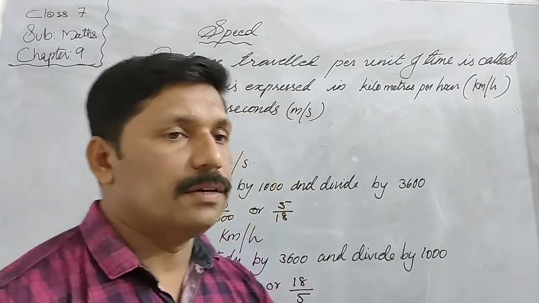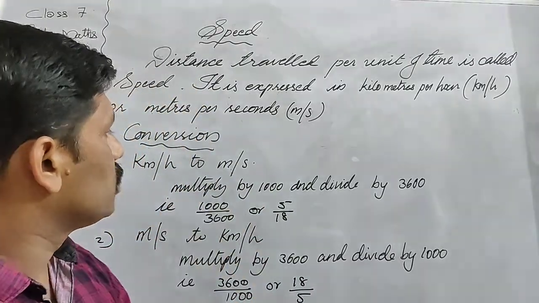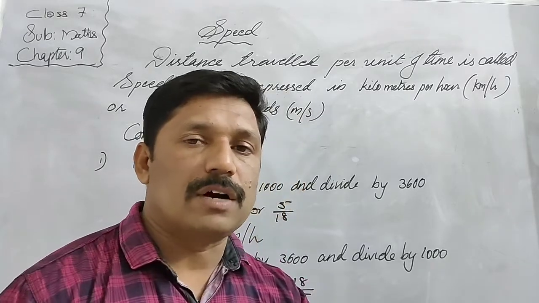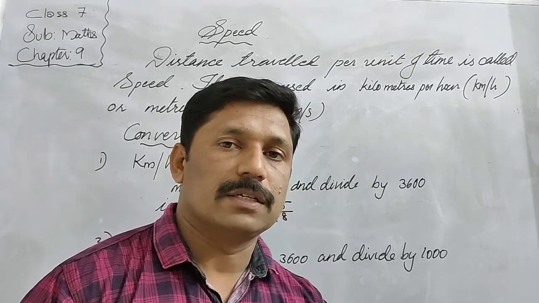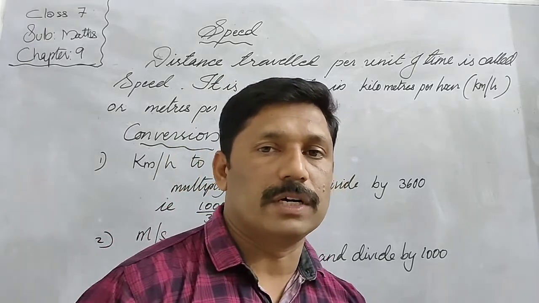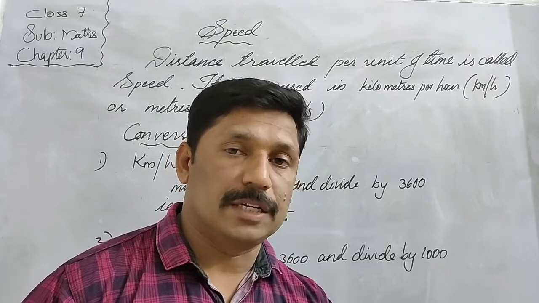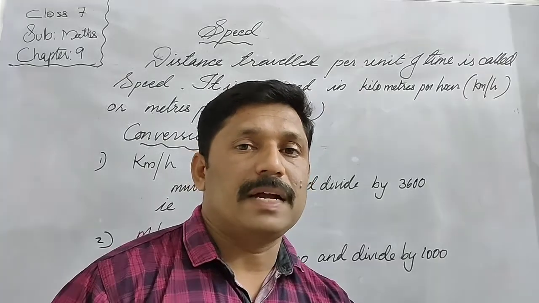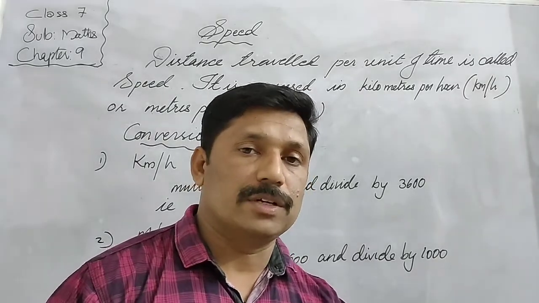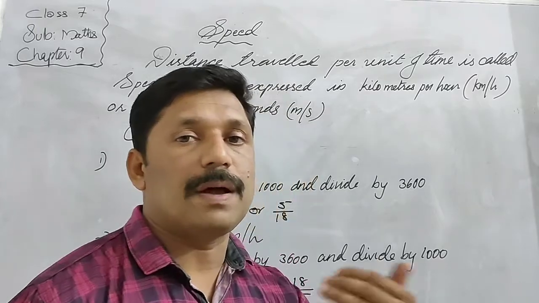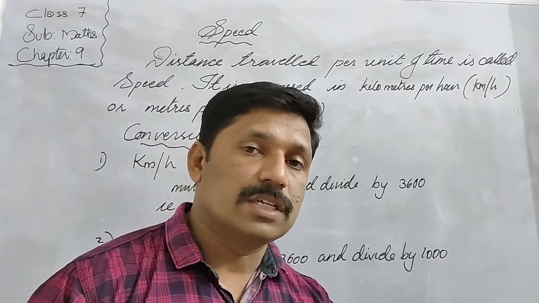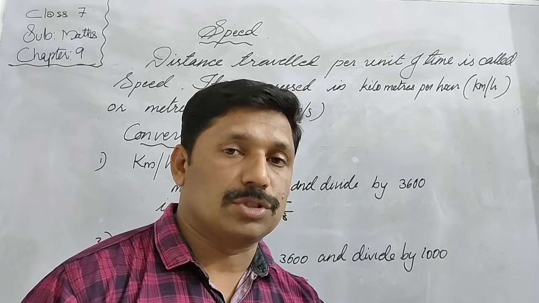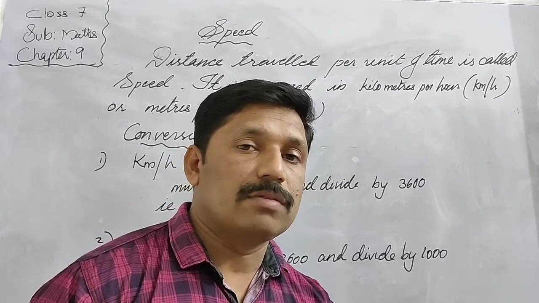So you know that for calculating the speed, sometimes we use meter per second or kilometer per hour. So sometimes we need to convert kilometer per hour into meter per second. So first of all, we study how to convert kilometer per hour into meter per second. In order to convert kilometer per hour into meter per second, we multiply by 1000, because a kilometer we have to change to meter. In 1 kilometer 1000 meters is there, so we multiply by 1000 and divide by 3600. Why 3600? Because in 1 hour we have to change to seconds. So in 1 hour there are 3600 seconds.